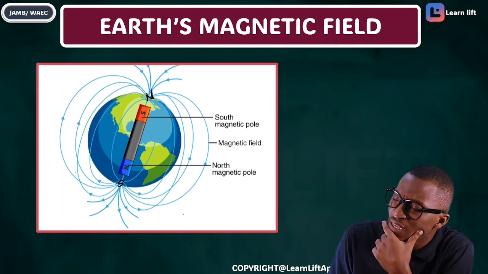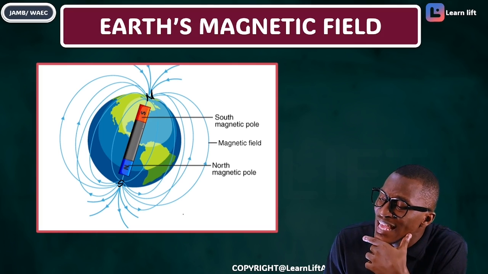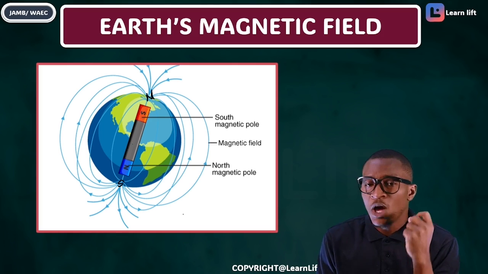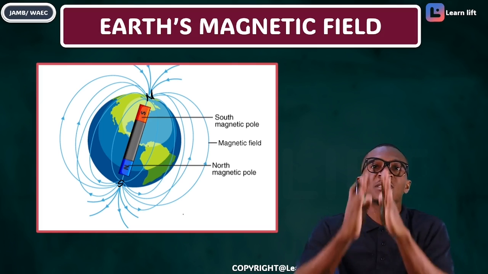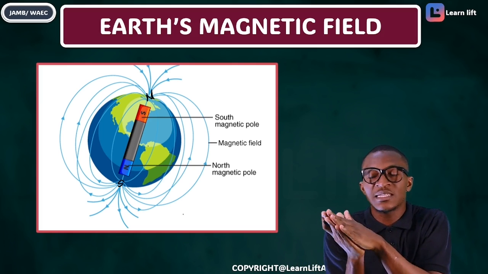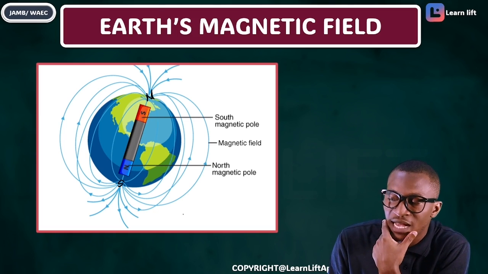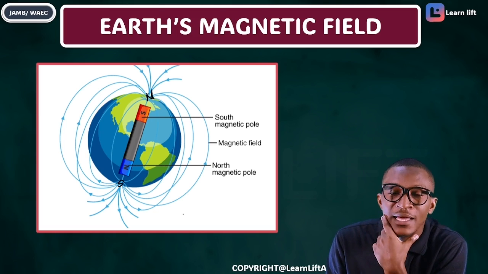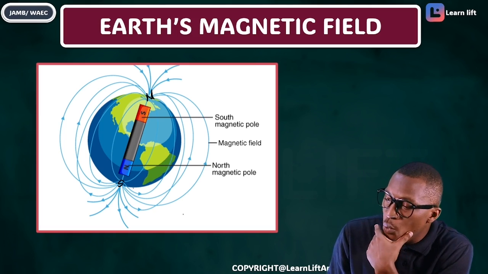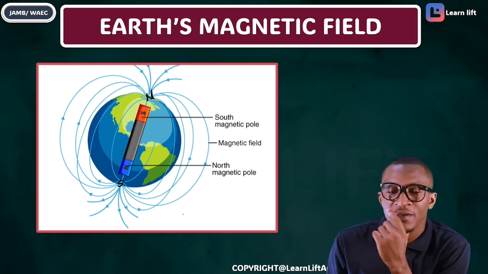You can see that this is the Earth. Within the Earth, this is the Earth magnet. It's a big magnet. What can you see? The magnet is not standing straight. The magnet is towards the center. It's slightly rotated. And you can see that the south of this magnet is towards the geographical north, while the north of this magnet is towards the geographical south.